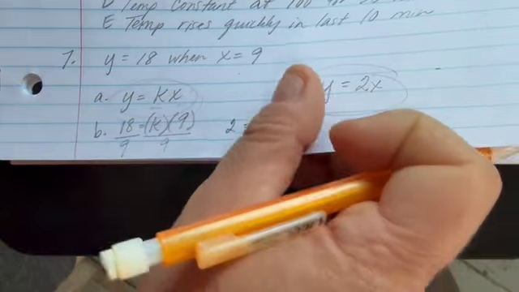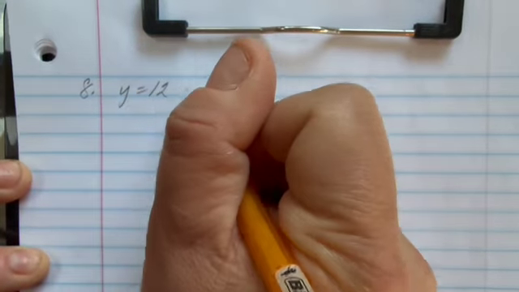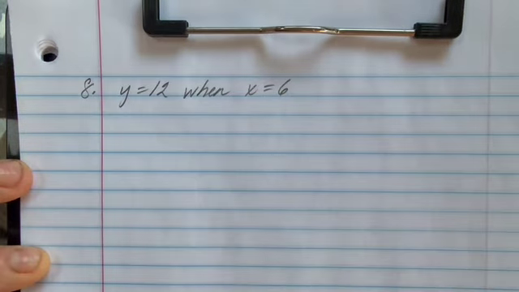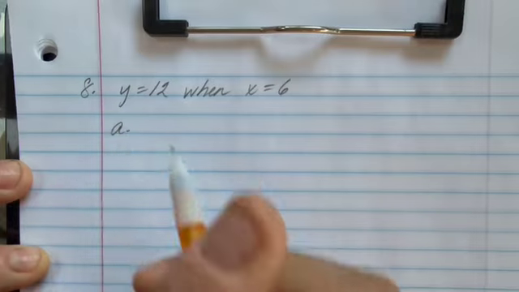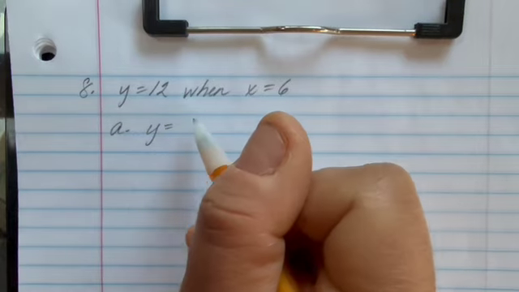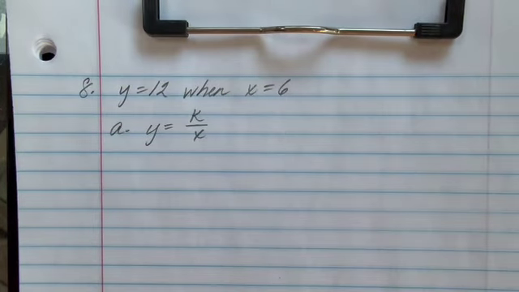Okay, we're going to try this now with inverse variation. So let's go on to problem 8. Hopefully this is making sense. Problem 8: y varies inversely with x. Y is 12 when x is 6, and it's an inverse variation. So I want you to do the same thing. Letter A, write the equation for inverse variation. This is what it looks like: y equals k over x. That's your equation for inverse variation.